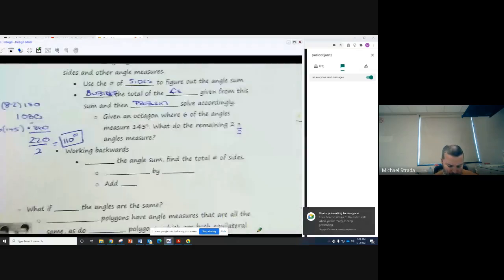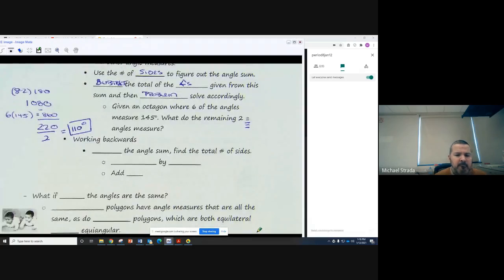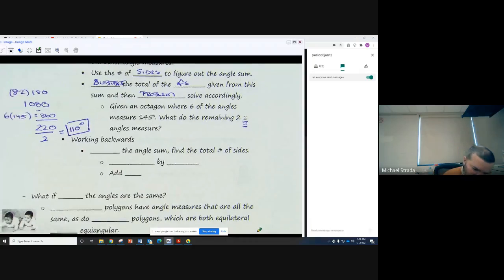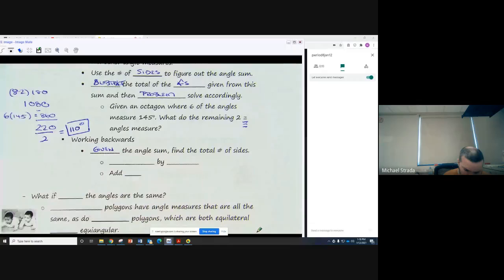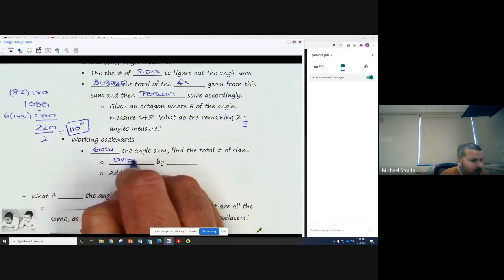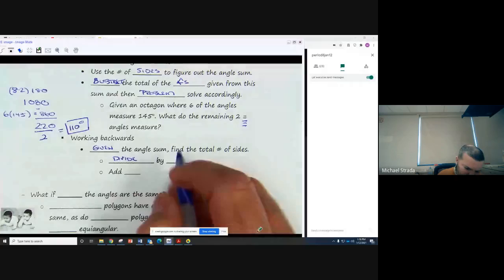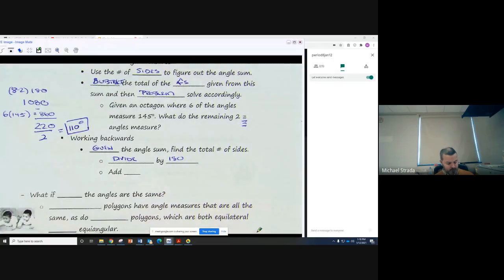Okay, so working backwards, given the angle sum, find the total number of sides. So we're going to go in the exact opposite order. So we're going to divide by 180 instead of multiplying. And then instead of subtracting 2, we're going to add 2.